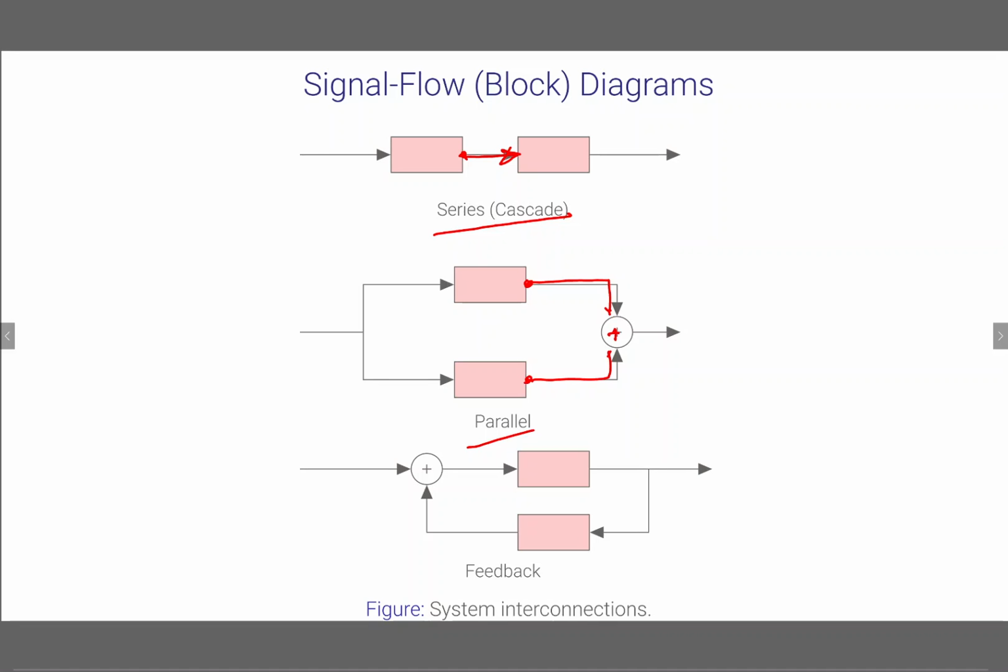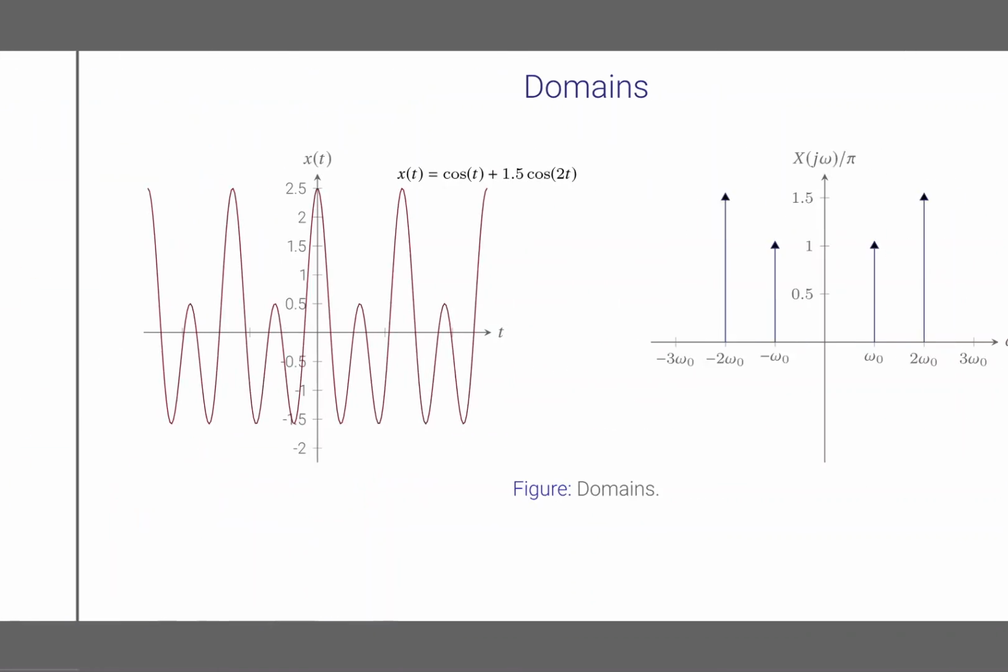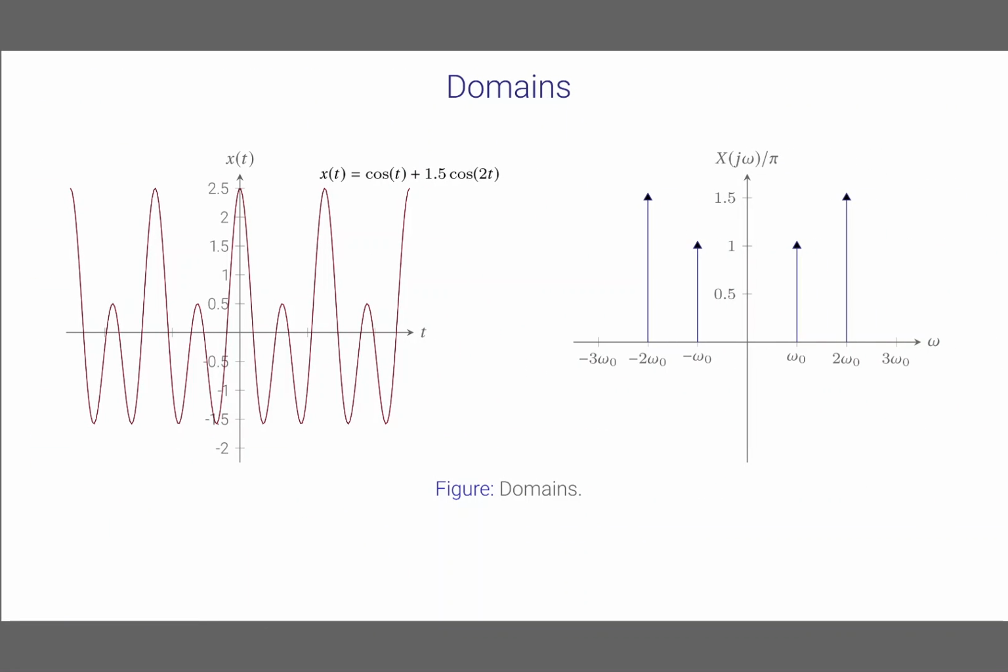And in feedback, a very important type of system interconnection, you take the output of this system and feed it back by multiplying by some constant to the input. To make systems stable and so on, this kind of thing is very important, the feedback systems. Okay. Now we need to understand the different domains.